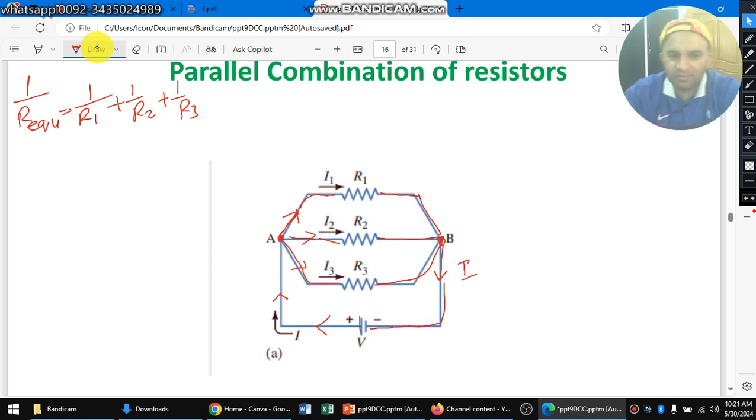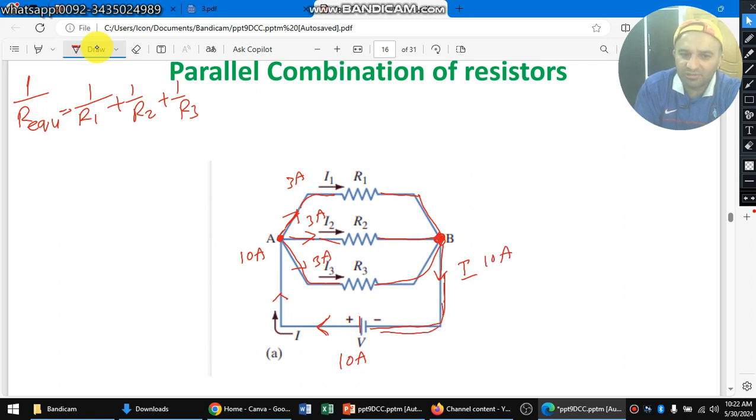Suppose 10 ampere current is flowing out of the battery. So at point A, that current is 10 ampere. Now if the resistances R1, R2, R3 are the same, then 3 ampere flows through R1, 3 ampere through R2, and 3 ampere through R3. When the currents I1, I2, I3 reach point B, they recombine and give us 10 ampere again, and finally it reaches the battery.